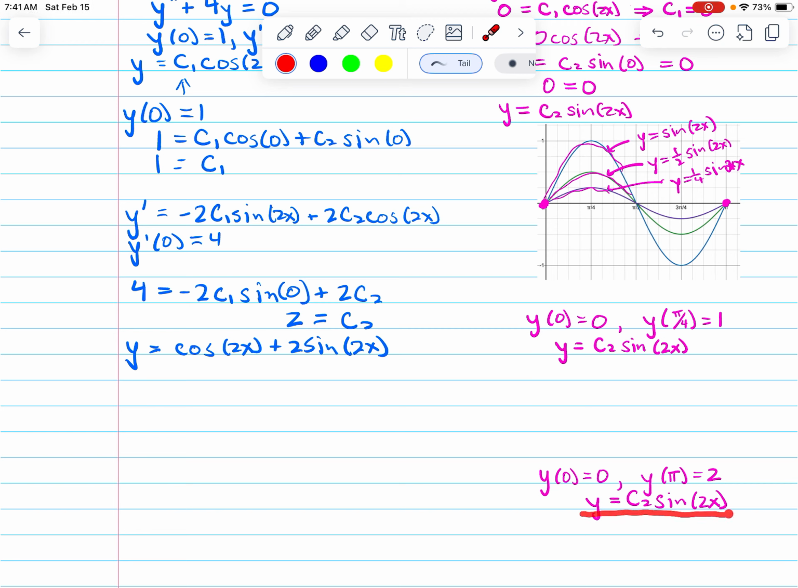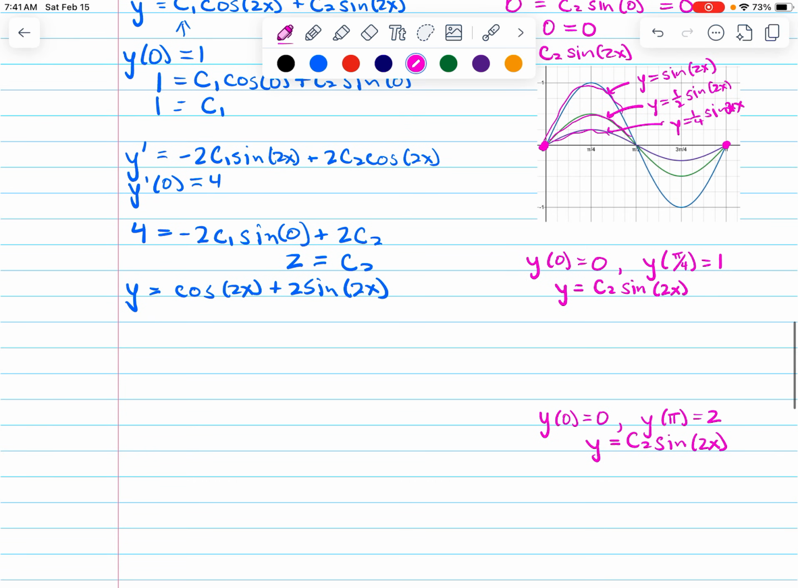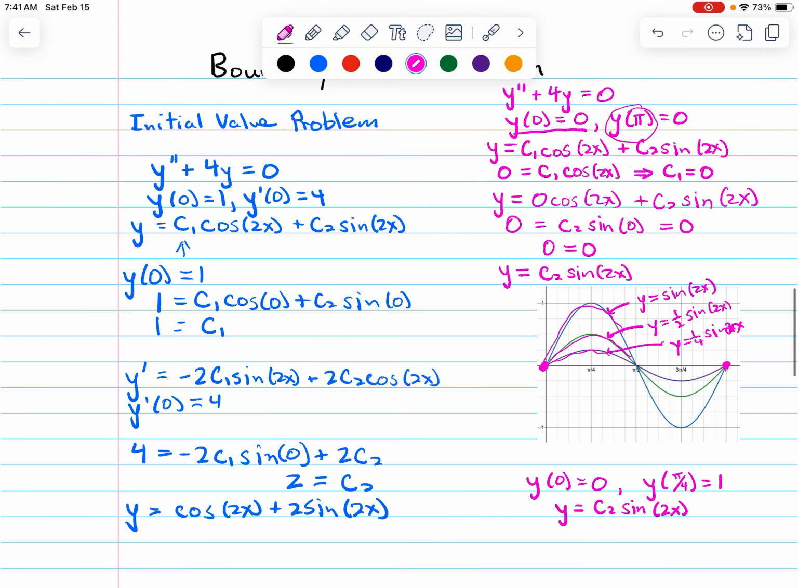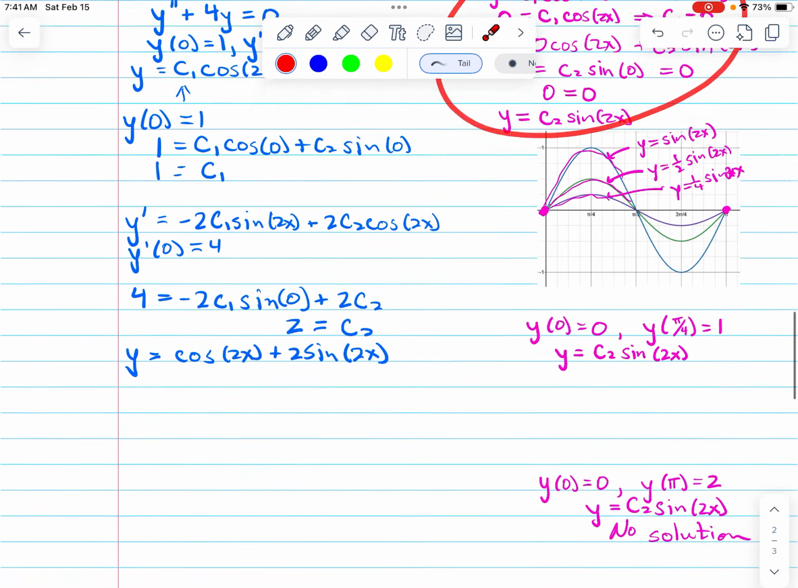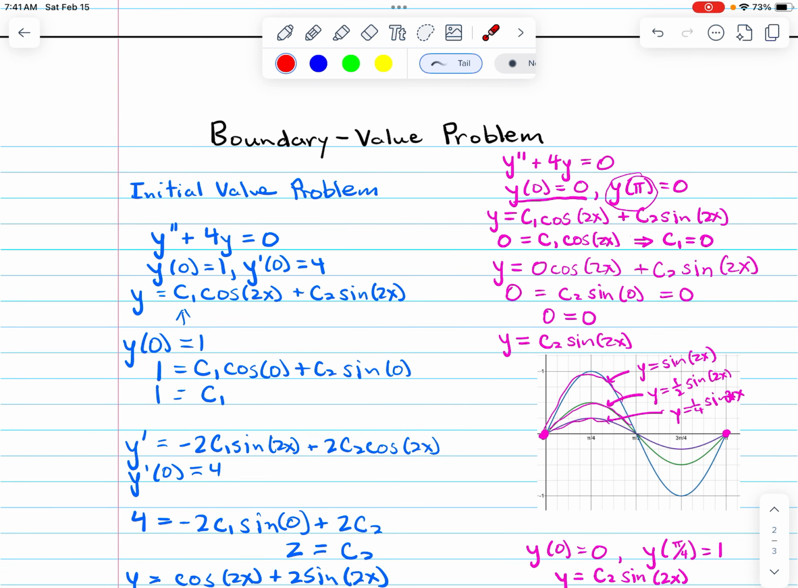Yet, this is saying, at pi, the value is 2. No, it's not. It can't be. So we would say for this one, there is no solution. No solution for that one. So you can see here we've got initial value problems. That's what that theorem dealt with. And then we have boundary value problems. And that's just some things to keep in mind.